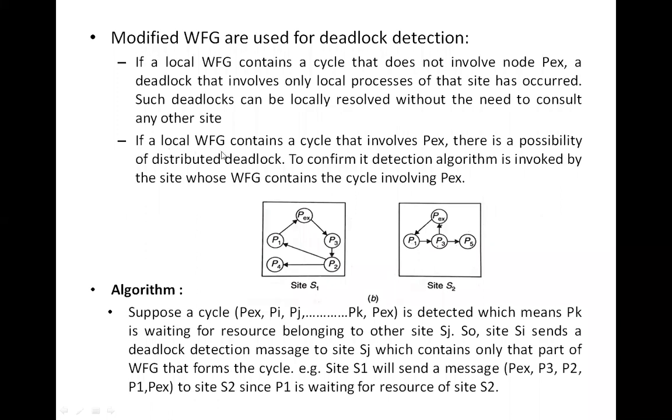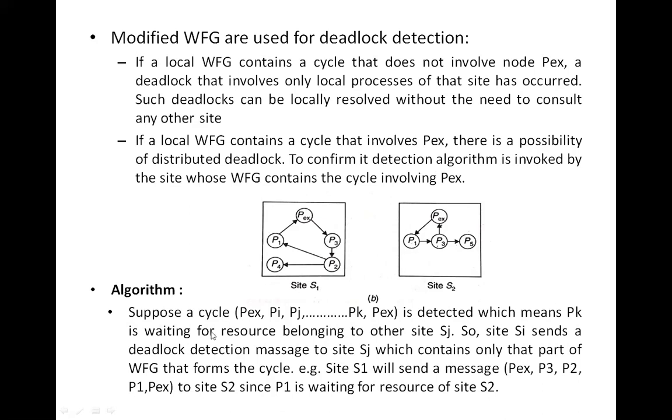But if there is a cycle existing at the local site involving PEX, then there is a possibility of a distributed deadlock. To confirm whether this deadlock is actually happening or not, the deadlock detection algorithm is invoked by the site whose WFG contains the cycle involving PEX. Now, this site has the responsibility to invoke the detection algorithm and to confirm it.